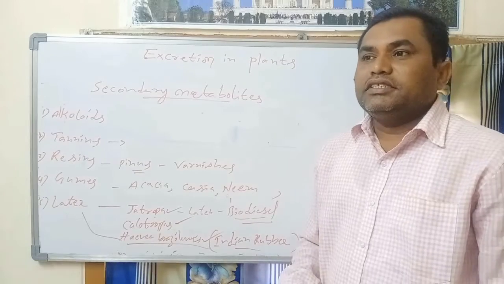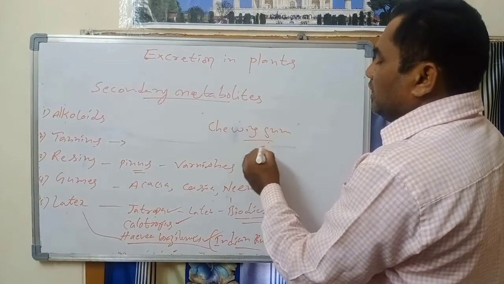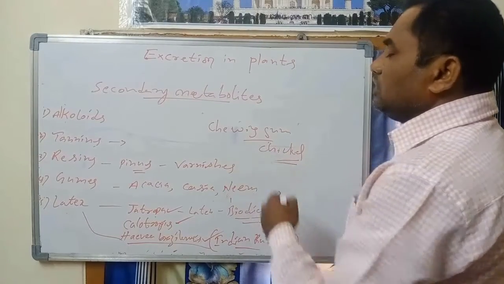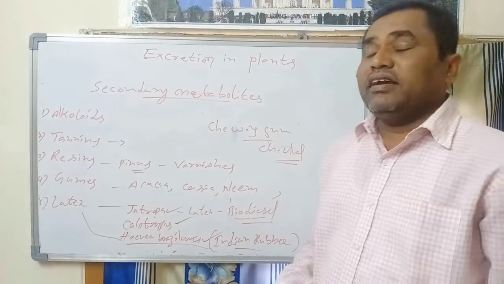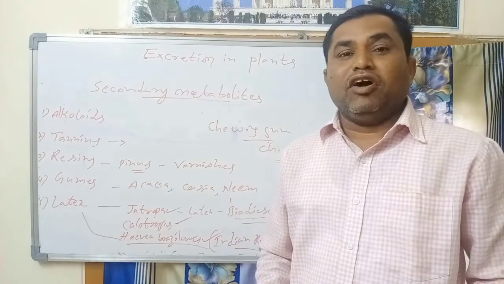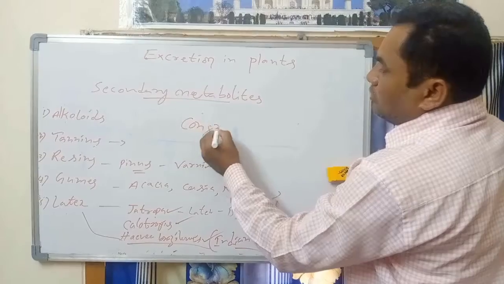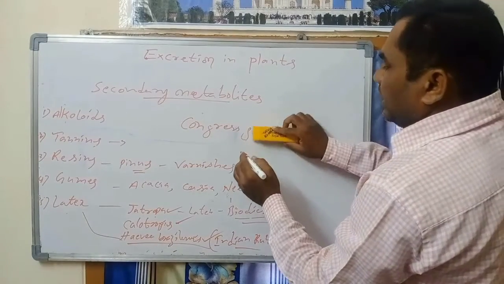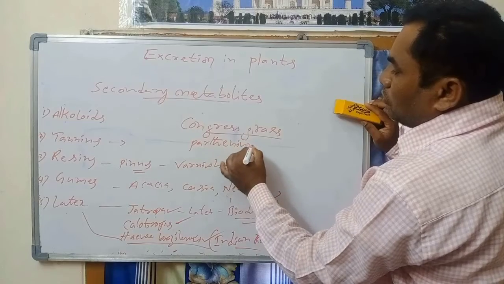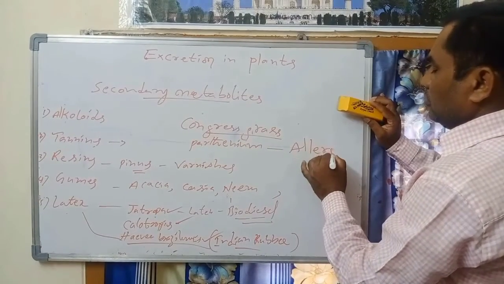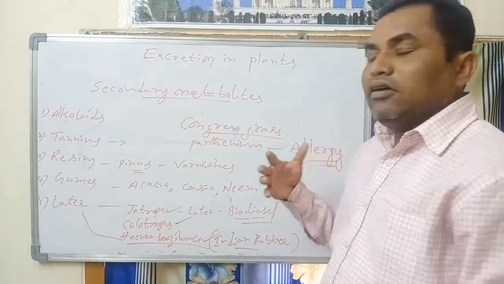Another material is also produced by some of the plants. Chewing gum is produced from the chicle plant. So this is also one of the secondary metabolites, used as a gum for the preparation of chewing gum. And another secondary metabolite is Parthenium hysterophorus, meaning Congress grass, which causes allergy. So it also produces secondary metabolites and causes allergy.